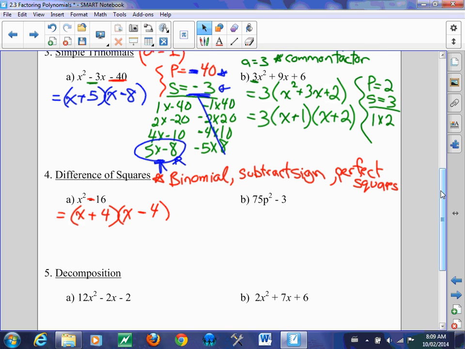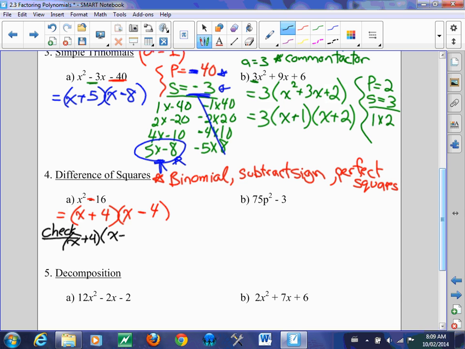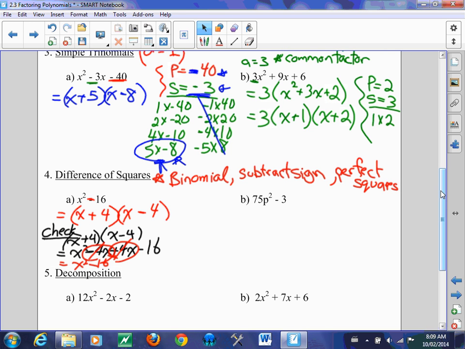If I tried to check this, I'll just show you how to do this quickly. If I try to do my check, I do my FOIL. I'll start with my answer first. And then I'm going to do my FOIL. So it's going to be x squared minus 4x plus 4x minus 16. So notice, this is why we need to have one plus sign and one negative to delete those two terms to get you to your final answer, which is x squared minus 16, back to your original question. So that's why I always put a positive sign in one and a negative in the other.